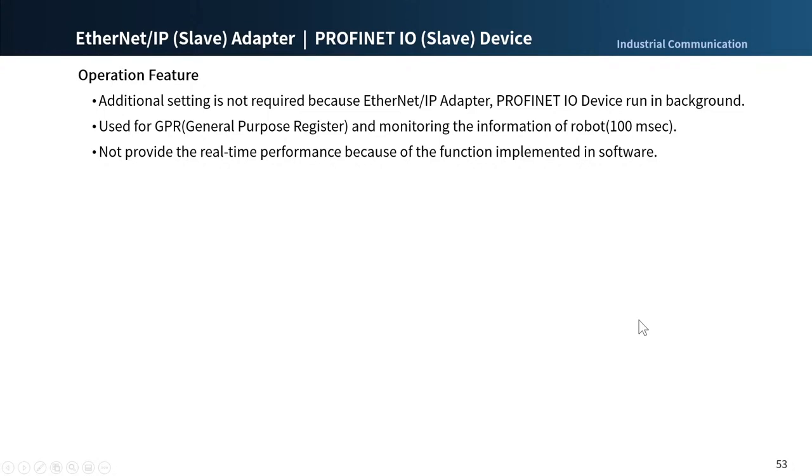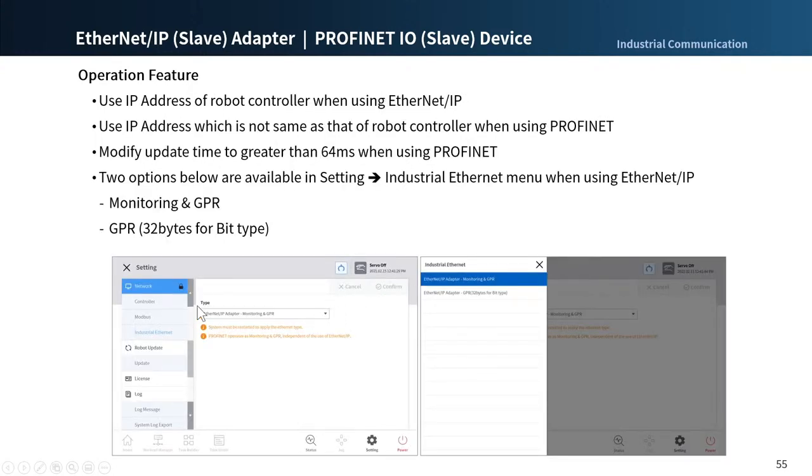Our industrial Ethernet function runs in the background. A separate setting is unnecessary, but Ethernet IP provides two types. Since it is a function implemented in software, it does not guarantee real-time performance. With Ethernet IP adapter and PROFINET IO device, you can also use the GPR and monitor the information of the robot, like the Modbus TCP slave function. And you can change some Ethernet IP feature types in the setting page.